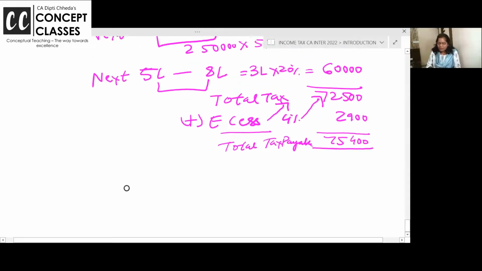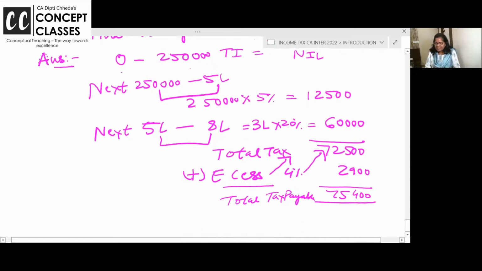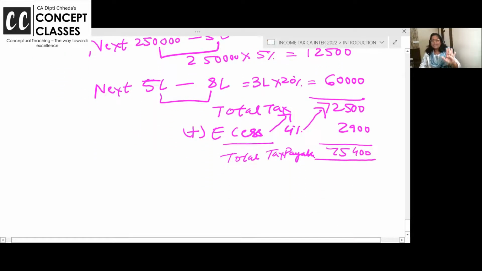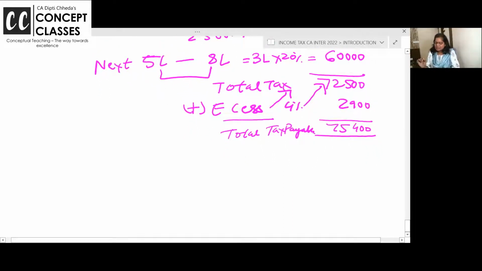Can we continue now with the individual? Tina's case is clear to all of you. Tina, up to 2,50,000 of income, you don't have to pay tax. From 2,50,000 to 5 lakh, 12,500. From 5 lakh to 8 lakhs. Why did I come to 8 lakhs? Because she earned up to 8 lakhs. So 5 lakh to 8 lakh. On the next 3 lakhs, it is 20%, which is 60,000. And on total tax, education cess 4%.